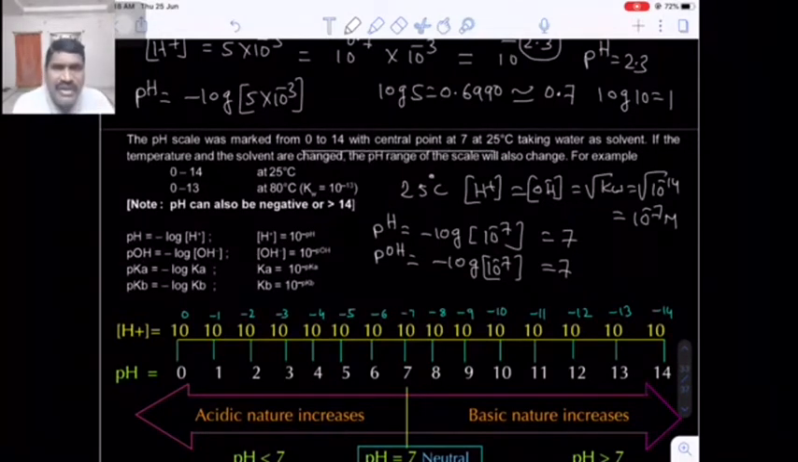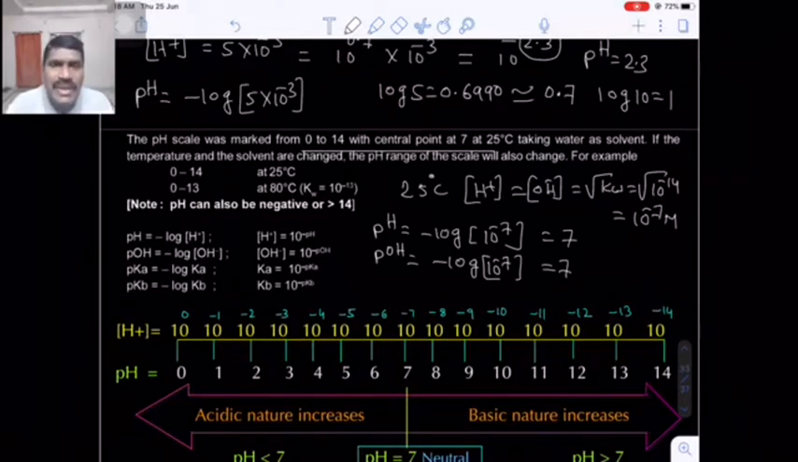The midpoint will be 7, which is the neutral point of water. That is, the pH of pure water is 7. Are you getting my point? That is the midpoint of the pH scale, 7 at room temperature. That's why we refer to it as a neutral point for water only at room temperature.